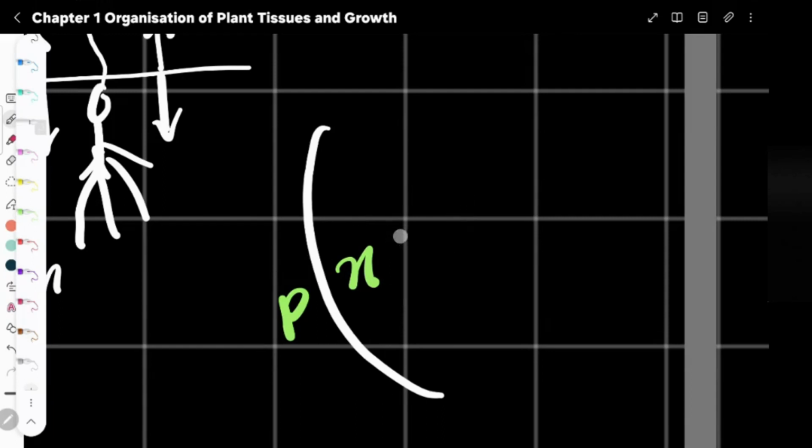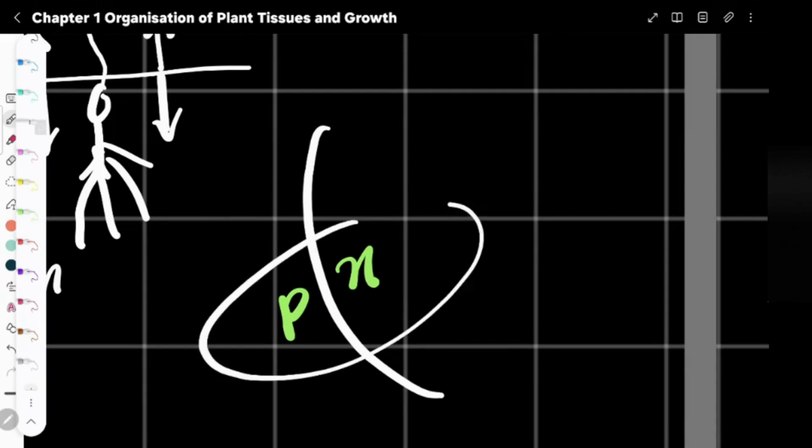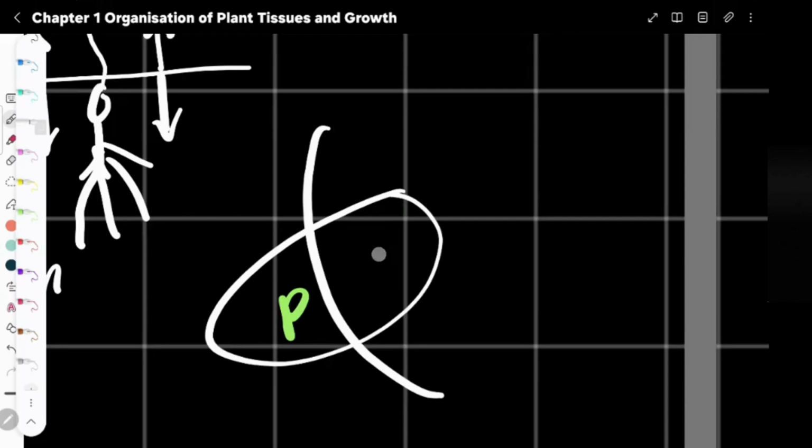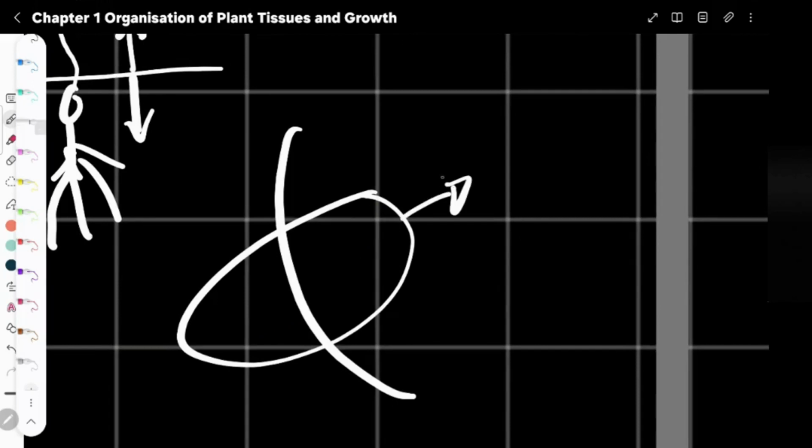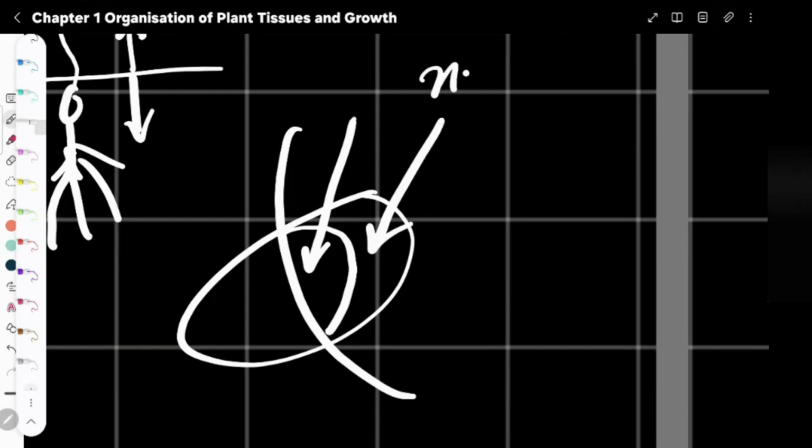Actually, no, that's wrong. Let me draw a bigger one. Now, it will grow from the center. Not from here. It will grow from here. So what does it mean? It will grow from here. See, this is the thing that is growing, the thing that I'm covering here. So what is this thing here? Just now I said this is the xylem, the primary xylem.